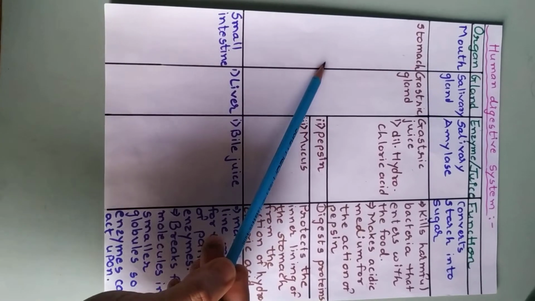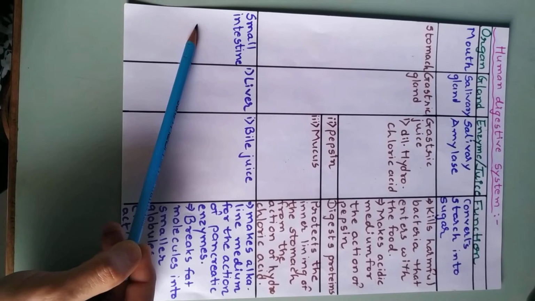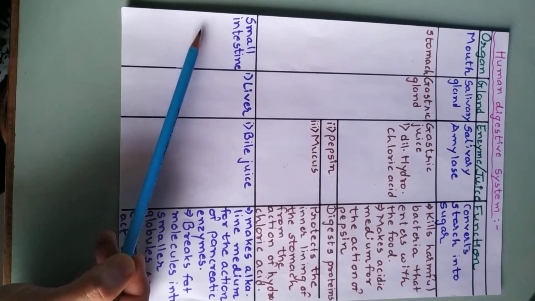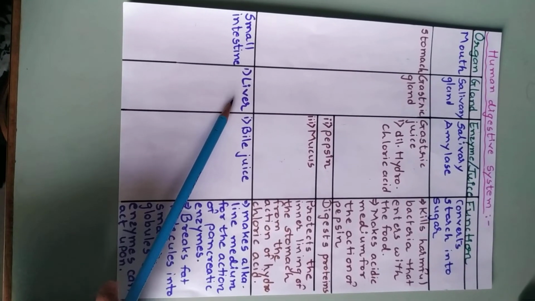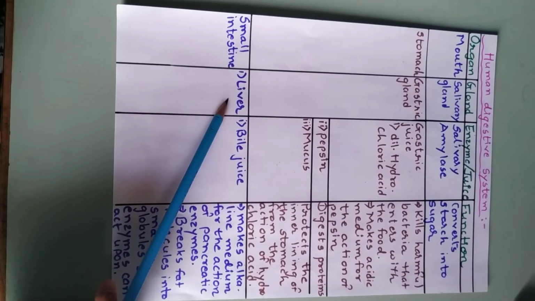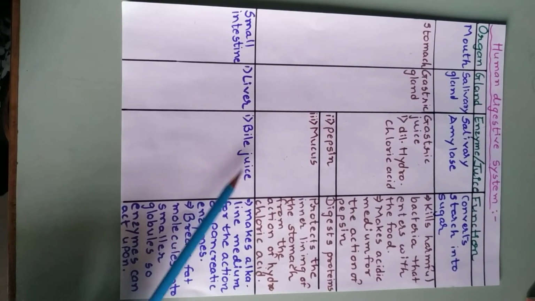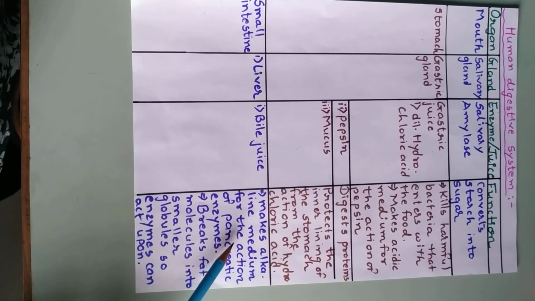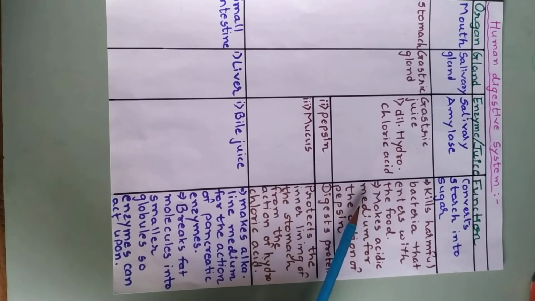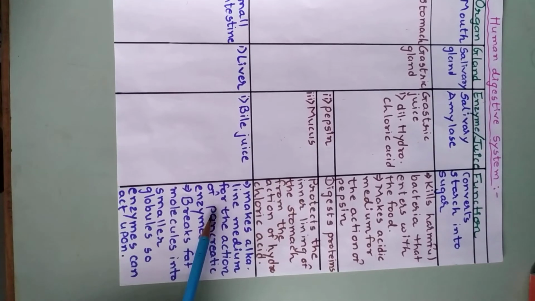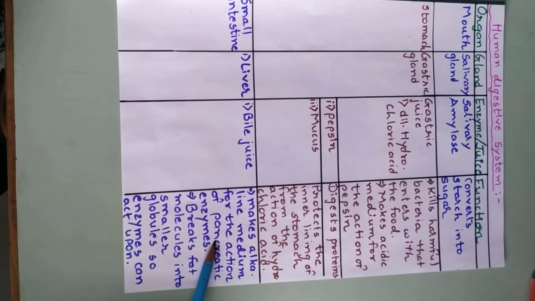After that, from the stomach, your food enters your small intestine. After 3 hours, it enters your small intestine. Here, which gland is the liver? The liver is the largest gland, which secretes bile juice. Bile juice provides an alkaline medium for the action of pancreatic enzymes. Previously, the medium was acidic. Now, the medium became alkaline. In alkaline medium, pancreatic enzymes can play their role.